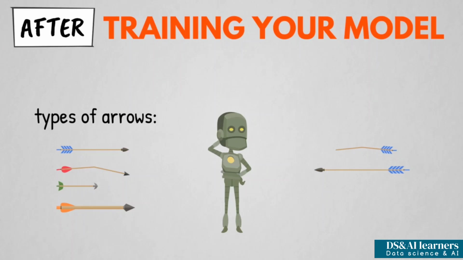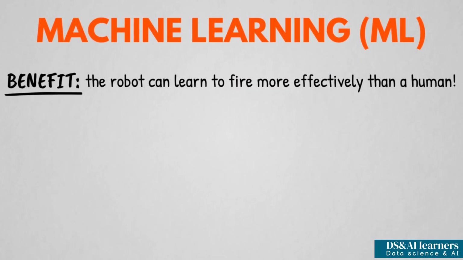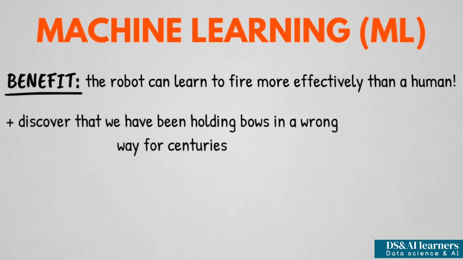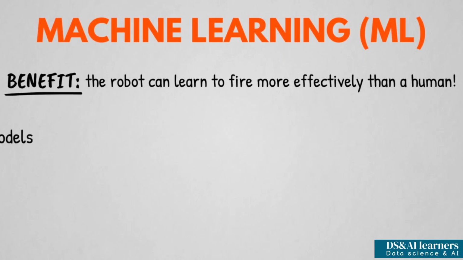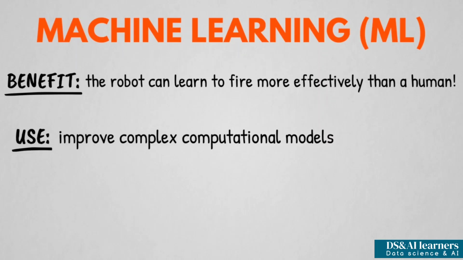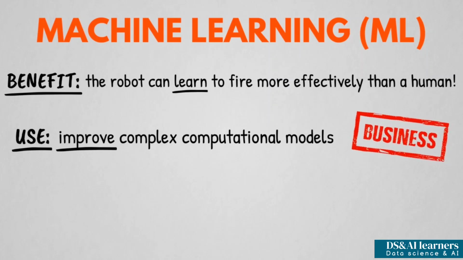The benefit of using machine learning is that the robot can learn to fire more effectively than a human. It might even discover that we've been holding bows in a wrong way for centuries. To conclude, we must say that machine learning is not about robots. What people use it for is to improve complex computational models that can find infinite applications in our daily lives, especially in the business world.